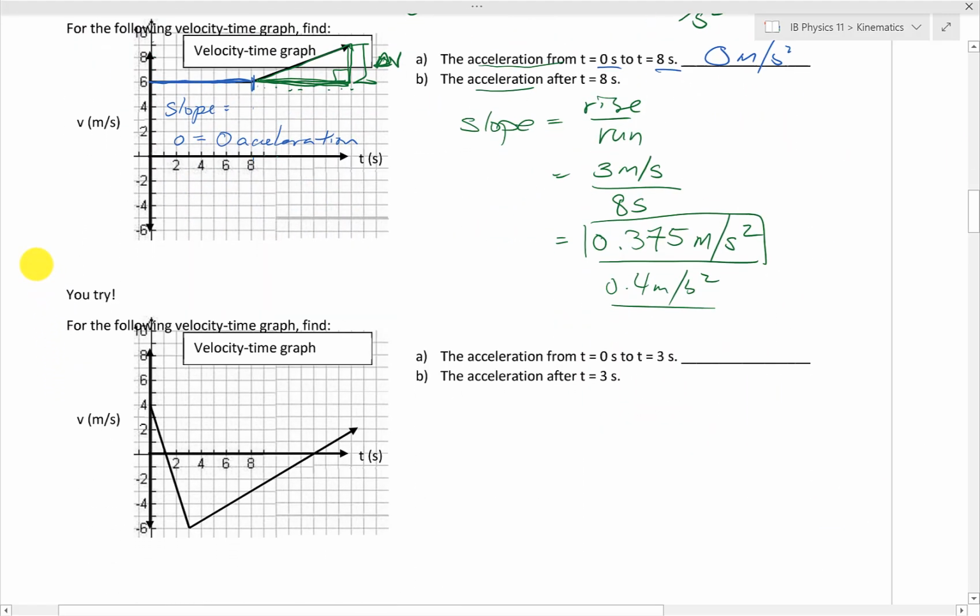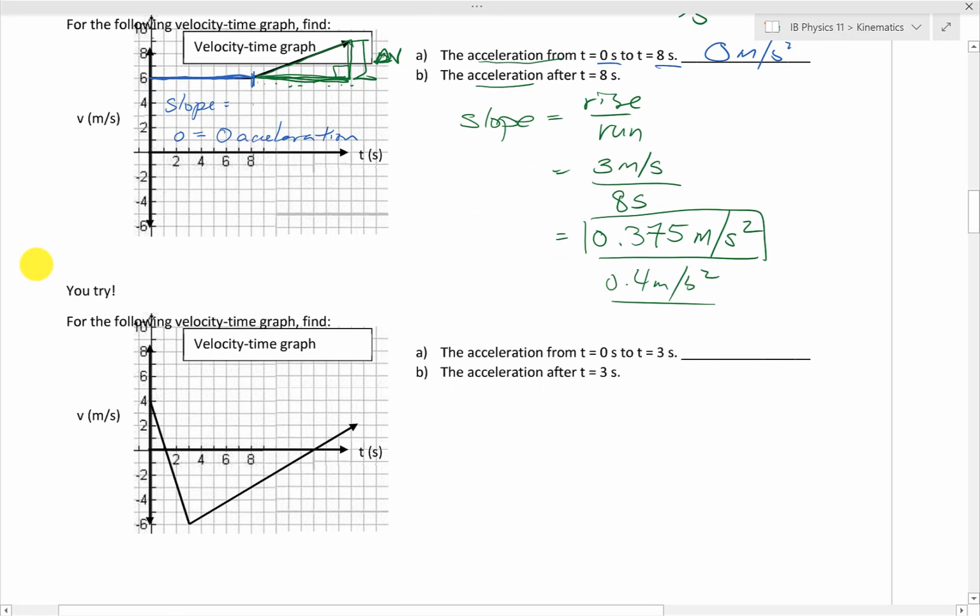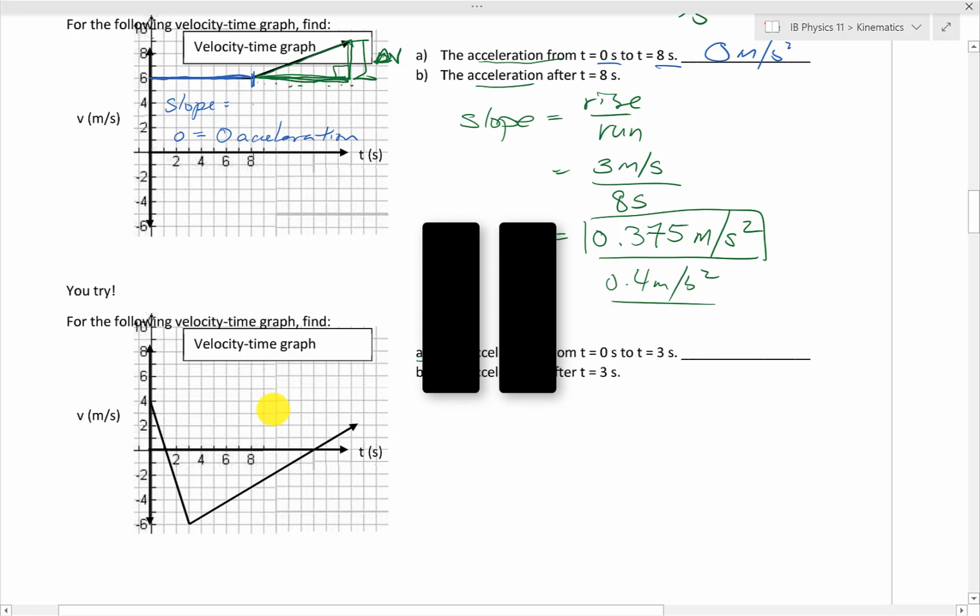Okay, now it is your turn to try this next graph. And notice that I didn't give you a lot of space for question A, so you might have to do some work over here. Anyways, good time to pause, and I will see you back.